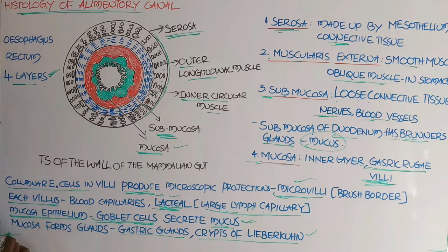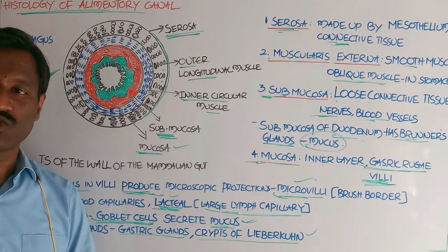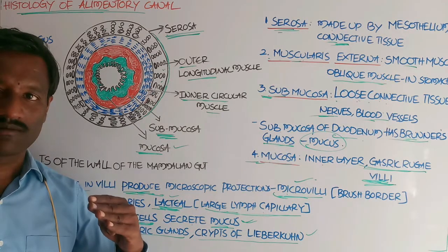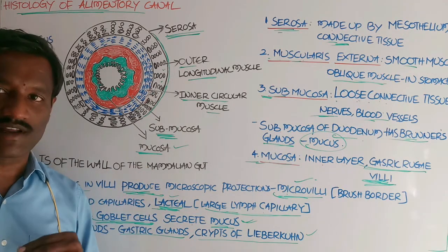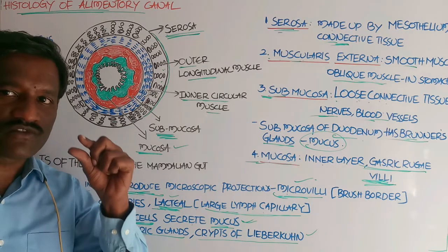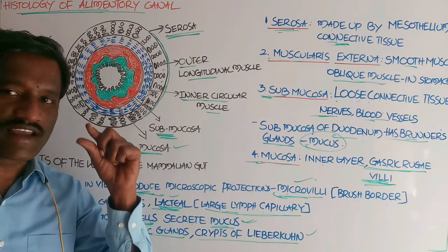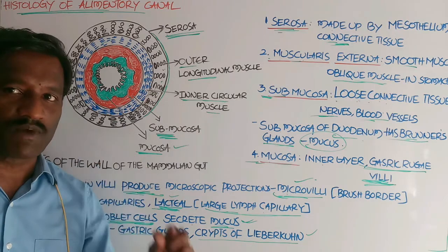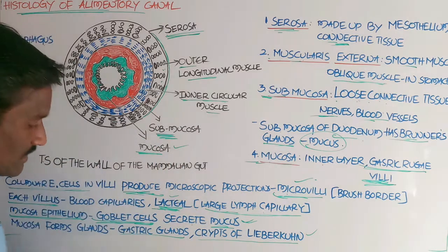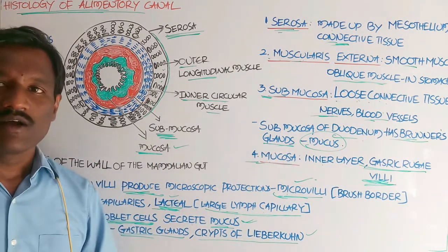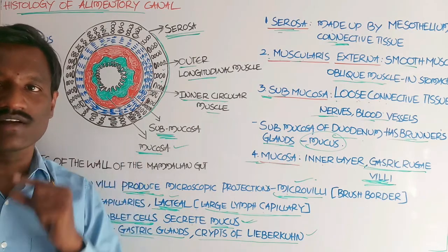And under the mucosa, it forms glands in some regions of the alimentary canal. Mucosa of the stomach forms the gastric glands, which secrete the gastric juice. And another is the mucosa of the small intestine.